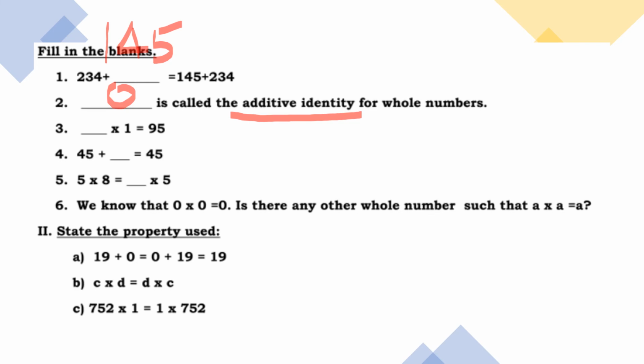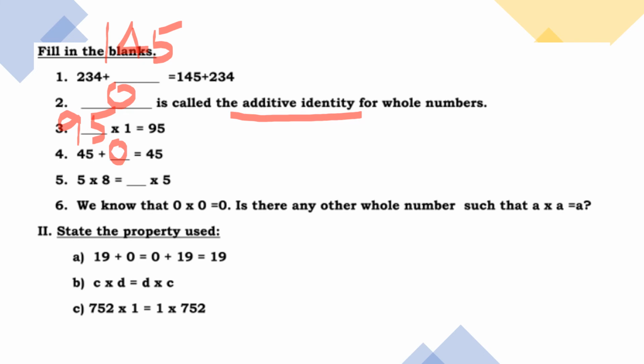Third one, what number into 1 will give me the number 95? So 95 is the number, and this is the multiplicative property. On multiplying 95 by 1 we will get the number itself. Question number 4. 45 plus what number will be equal to 45? Similarly, this is the additive property. On adding 0 to 45, you will get the number 45.